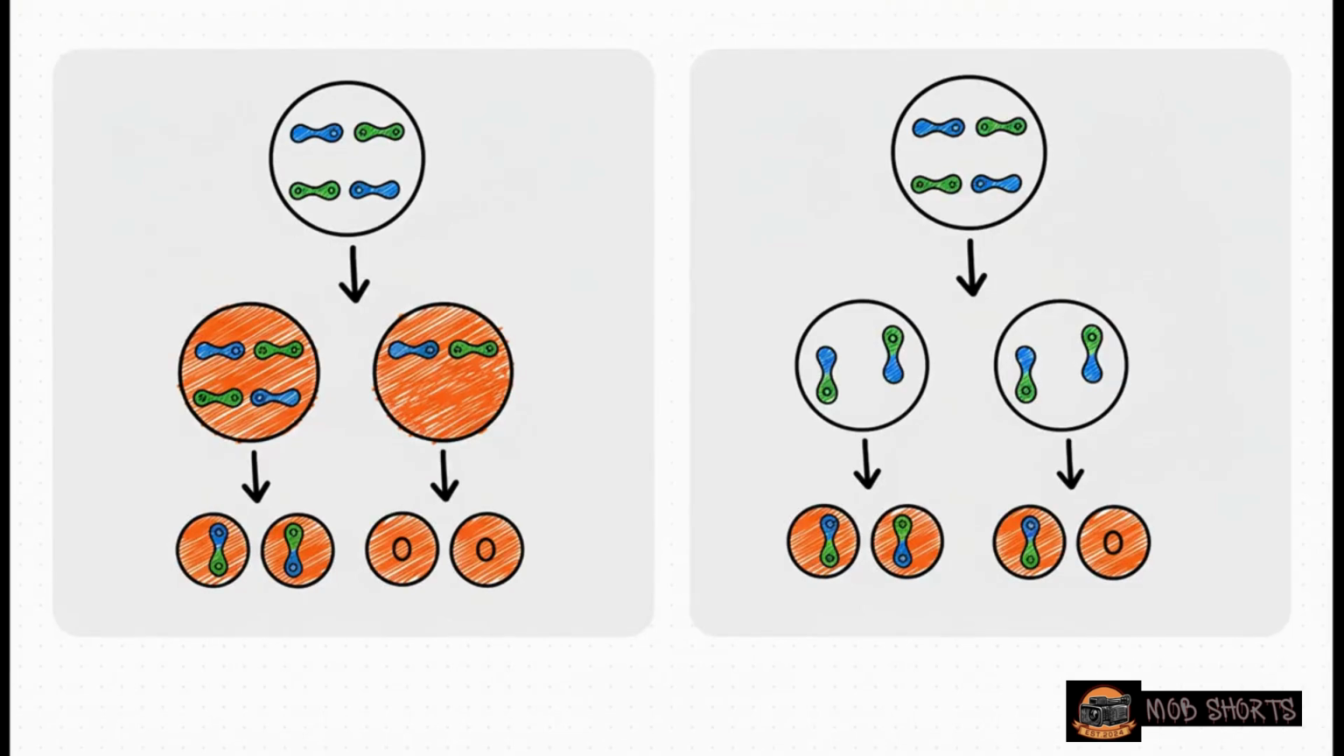Now, this is absolutely crucial. The timing of this mistake changes everything. If non-disjunction happens early, during that first division, meiosis 1, the error cascades down. All 4 of the final gametes will be abnormal. 2 will have an extra chromosome, and 2 will be missing one. But if the mistake happens later in meiosis 2, the damage is more contained. You actually end up with 2 perfectly normal gametes, and only 2 that are abnormal.